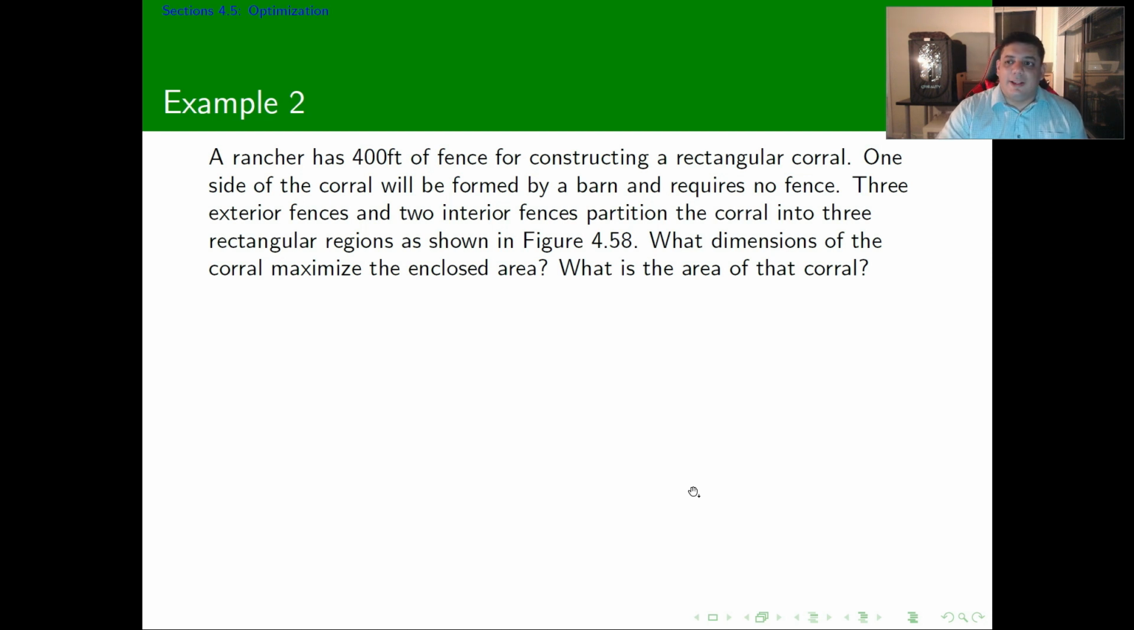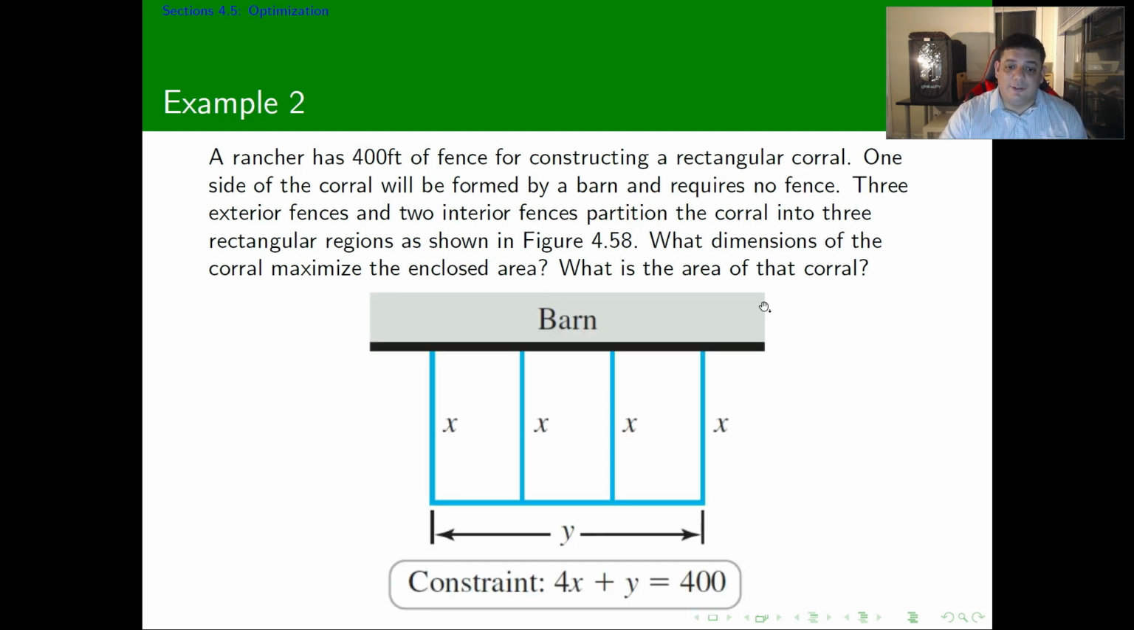Now, another classic optimization problem is about constructing a corral for fencing. So a rancher has 400 feet of fence for constructing a rectangular corral. One side of the corral will be formed by a barn that requires no fence. 3 exterior fences and 2 interior fences partition the corral into 3 rectangular regions. And so this is going to look like this. Notice I have the barn over here and the corral is over here, and we have 2 partitions over here splitting the corral in 3.